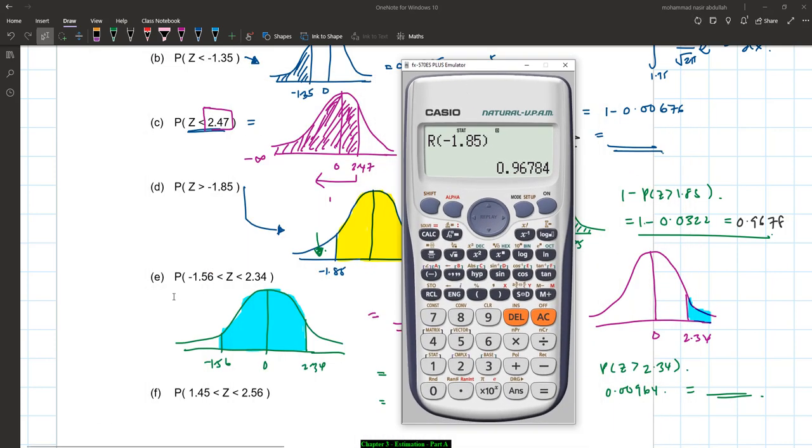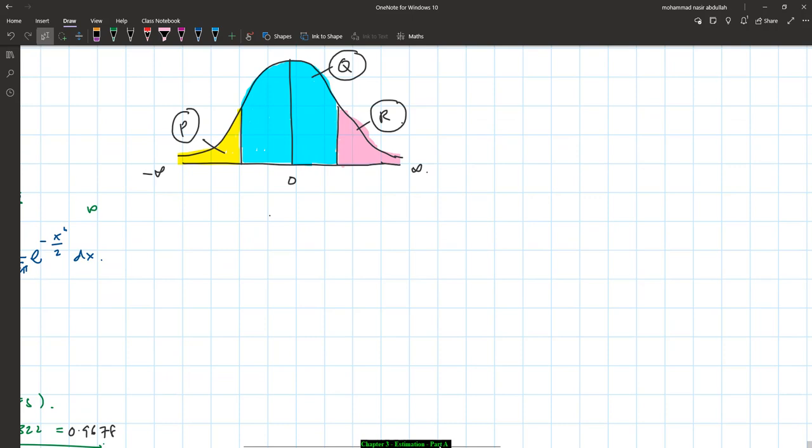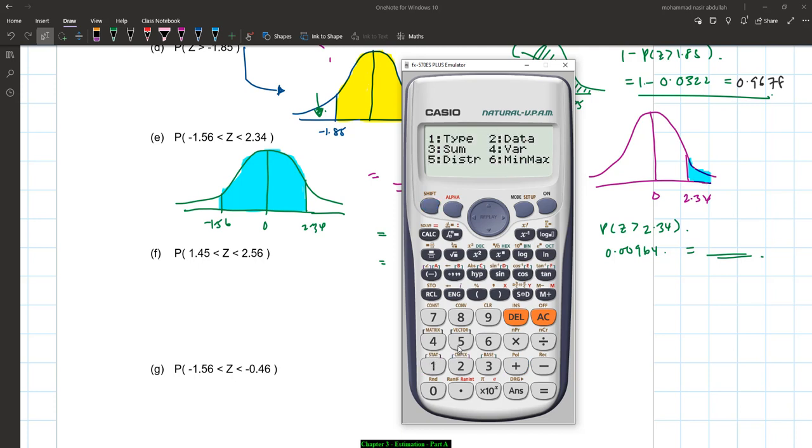Now let's look at E, right? E. So we want to find the area between. So for the area between, we're going to use Q, right? Remember, look at the distribution above, PQR. So if you want to find the area between, we're going to use Q. To use Q is very simple, right? Q number 2, on the left hand side negative 1.56, plus Q 2.34. It should give 0.9308. Did you get the same thing? It should be 0.93098. But if you calculate this, you might get a slightly different value, but not much different. More or less. But this is the exact value. The calculator gives the exact value.